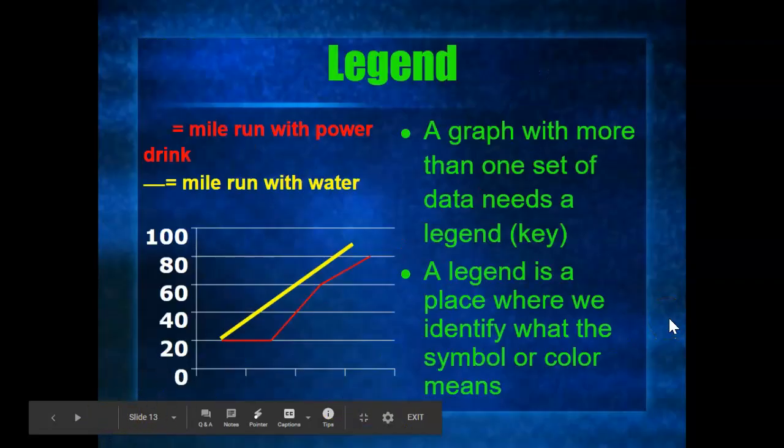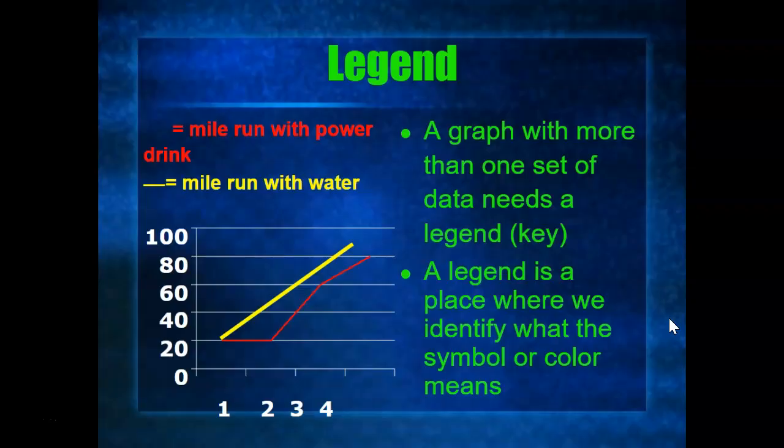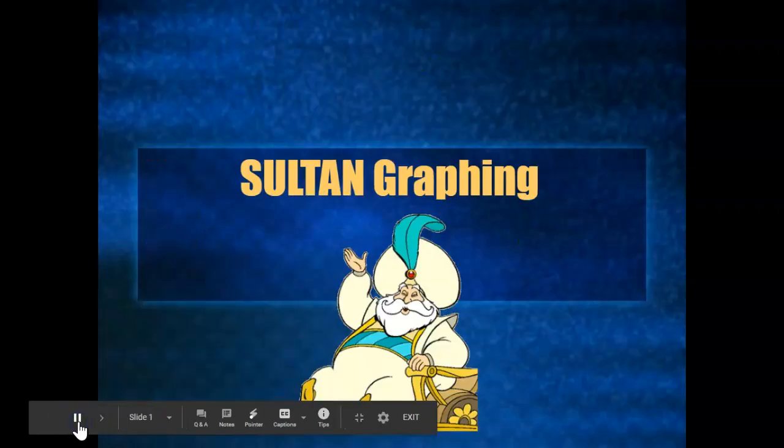Legend. A graph with more than one set of data needs a legend or a key. A legend is a place where we identify what symbol or color means. So in this case, the red means mile run with power drink. The yellow means mile run with water. SUTLAN Graphing.